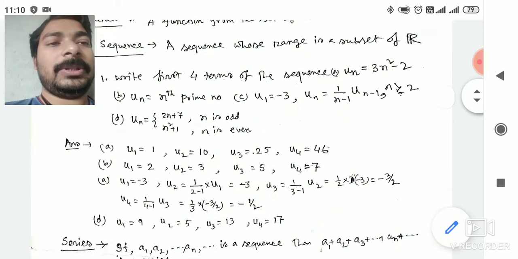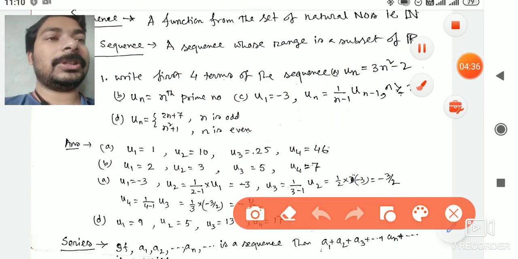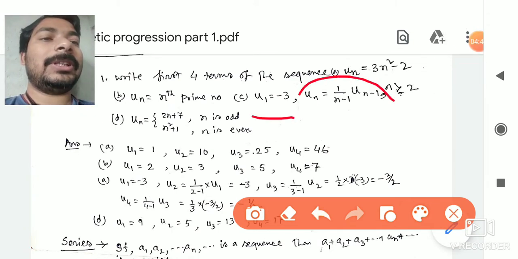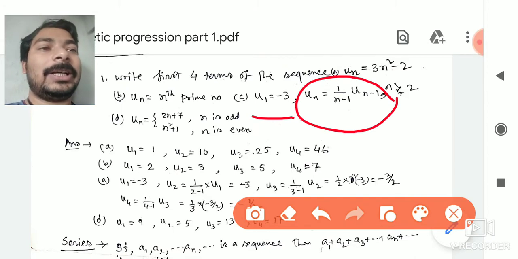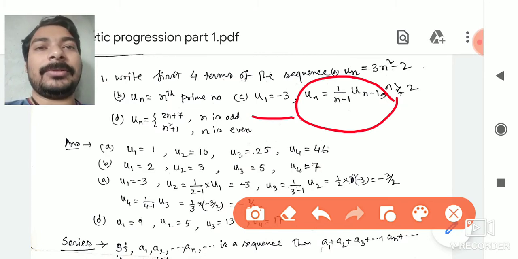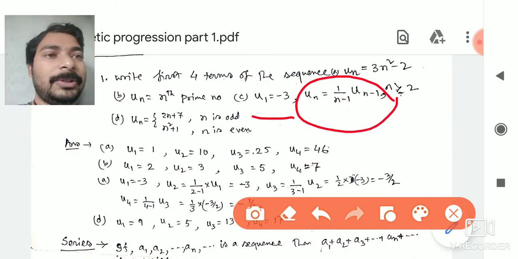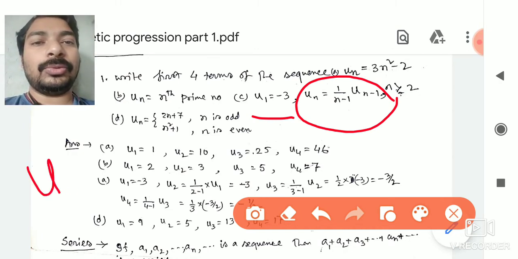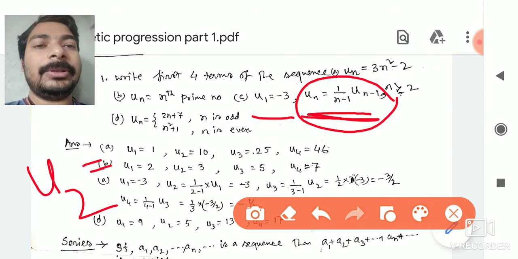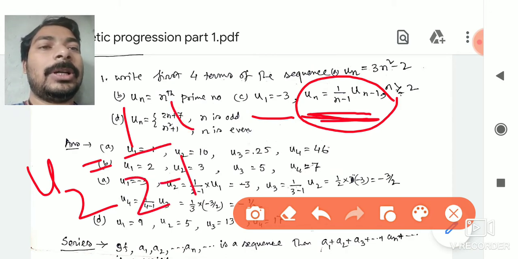Now come to the third question. It is also very interesting. u1 is given and one recursive formula is given, relating un and un minus 1. You have to substitute the value of n here and also the value of u1, then calculate the subsequent terms. Suppose we want to calculate u2. I put n equal to 2 here, then that will be 1 by 2 minus 1 times u2 minus 1.